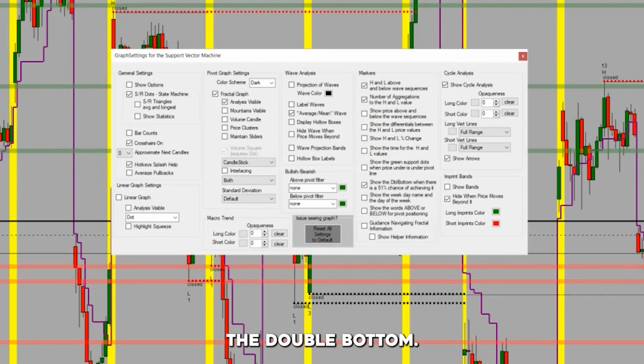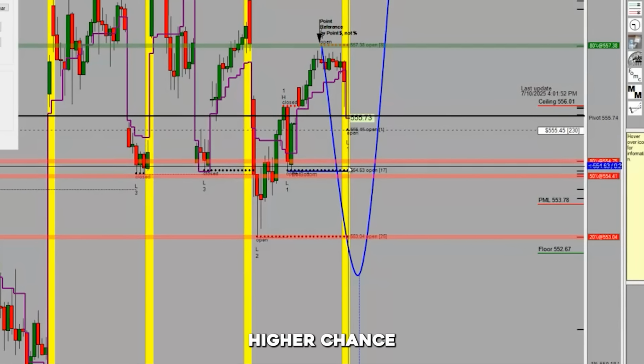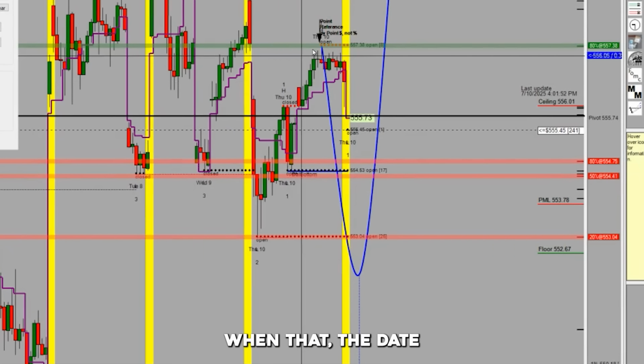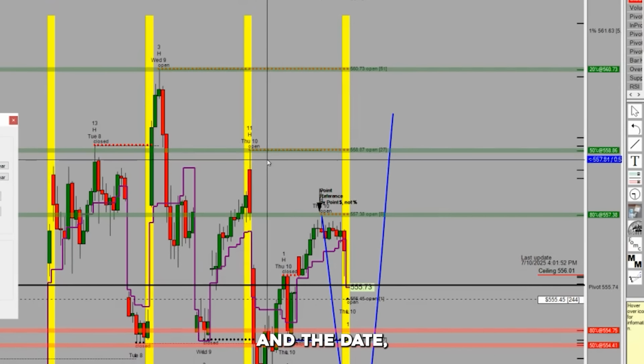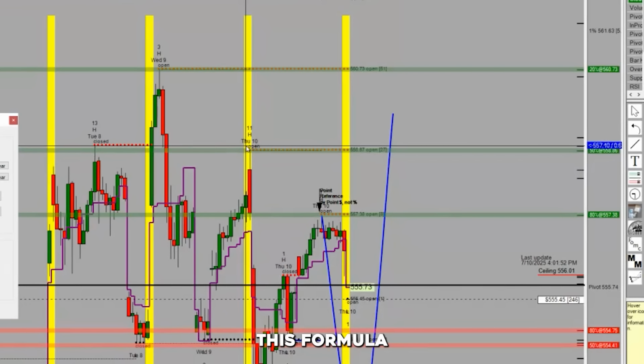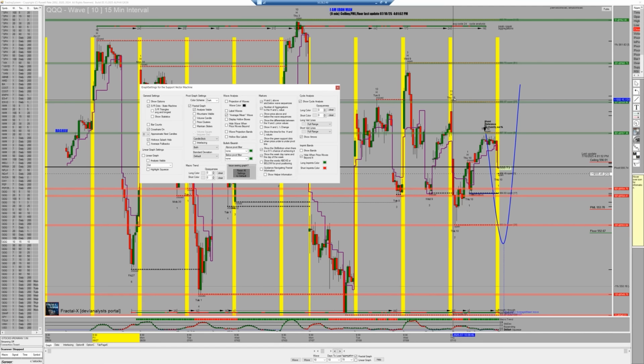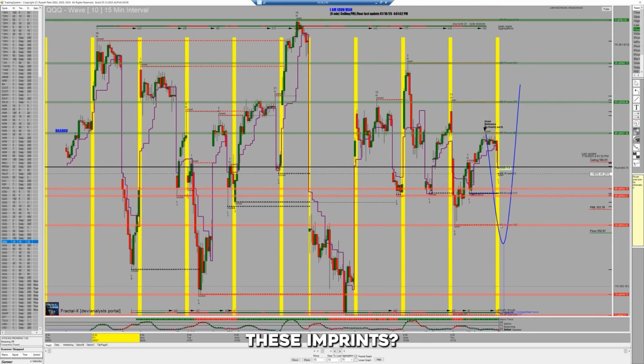Now, I like to use the double bottom. If there's a higher chance to see a particular open state, of course I'm going to use it. Basically, it shows you the day and the date for that high to form. For example, this formed on Thursday, the 10th of June, I guess. No, 10th of July, sorry. So this is showing that this H1 formed on Thursday, the 10th of July. So it shows you when the level was formed. Yeah, exactly. You see these imprints? These imprints are the open states only. We just discussed this 10 minutes ago too.